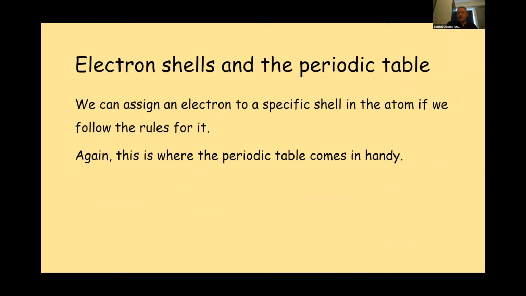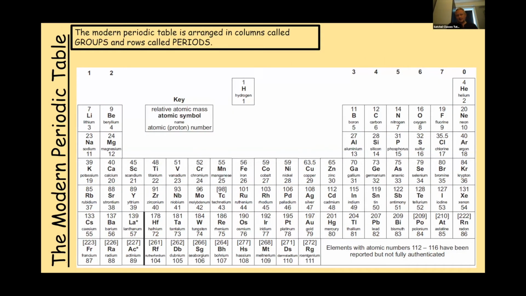Again, we can assign an electron to specific shells in the atom if we know or follow the rules for it. And again, we need the periodic table to do this. So let's take a good look. Now, even though this looks like the slide before, I've actually changed the bit at the top and I invite you to read it with me.